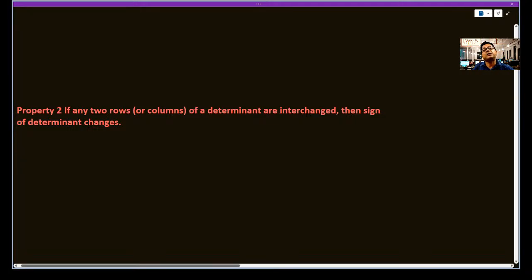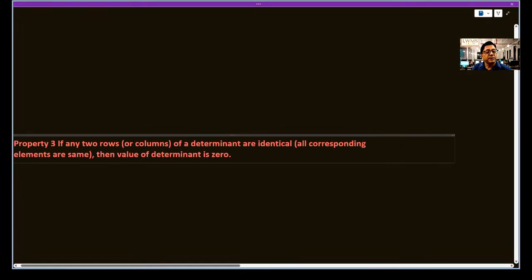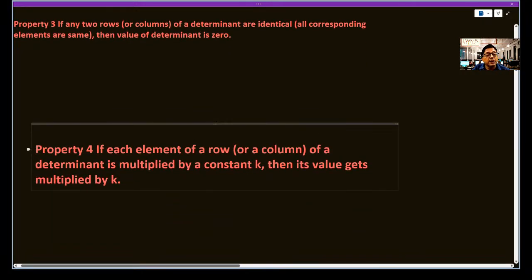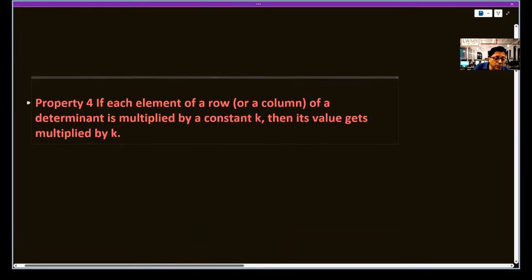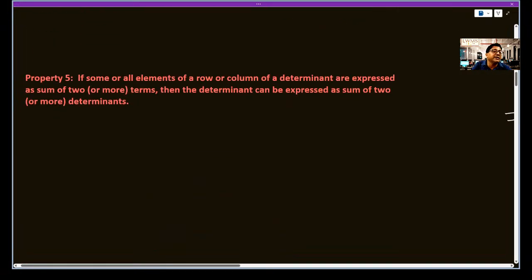The value will remain the same, only the sign will change. If any two rows or columns of a determinant are identical, the value of the determinant is equal to 0. We will be using all these. Next one: if you multiply a determinant by a scalar, then only one row or one column is multiplied by the same.